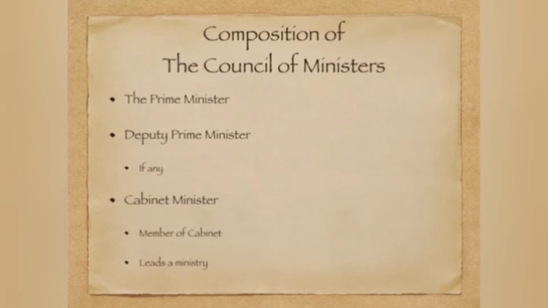Now, talking about the cabinet and councils of ministers, normally the cabinet and the councils of ministers are understood to be the same body, but there is a slight difference between the two. In actual practice, there are three categories of minister: cabinet minister, ministers of state, and the deputy minister.